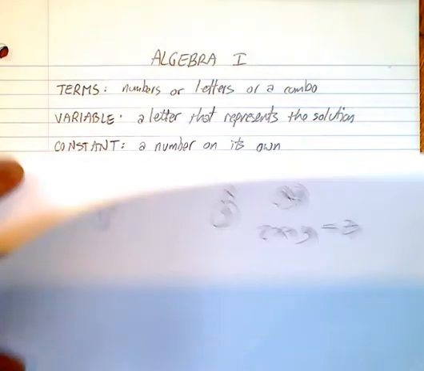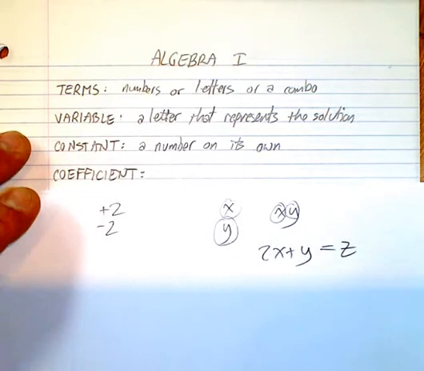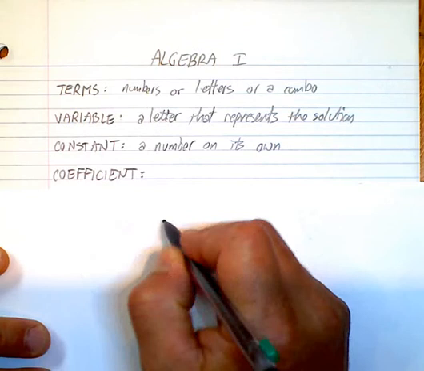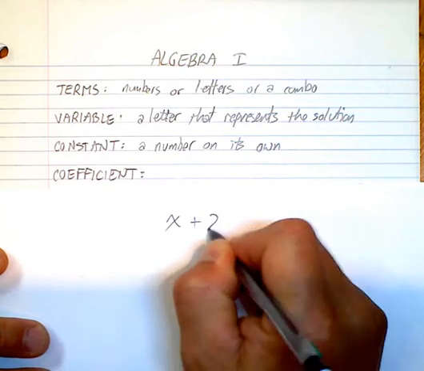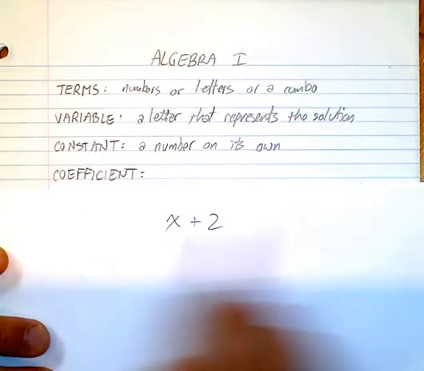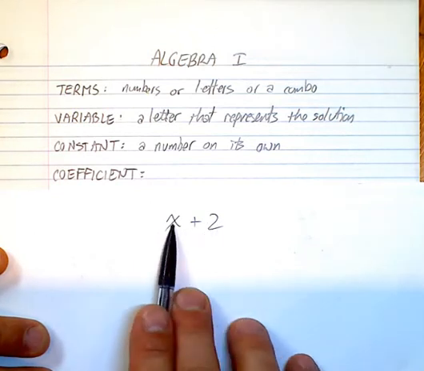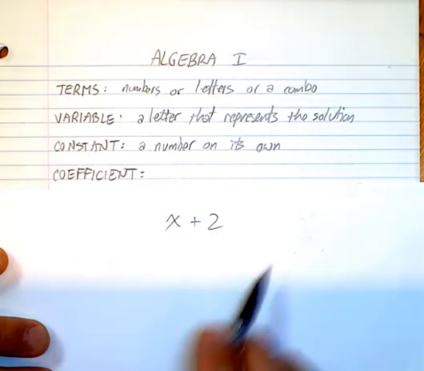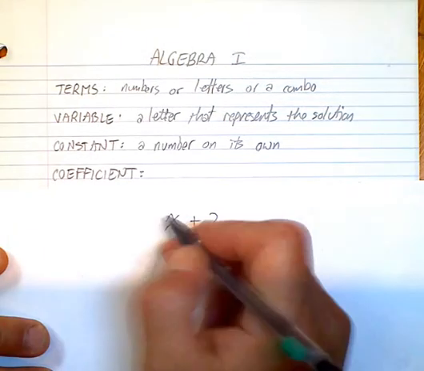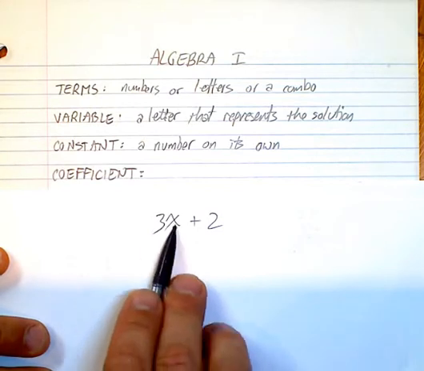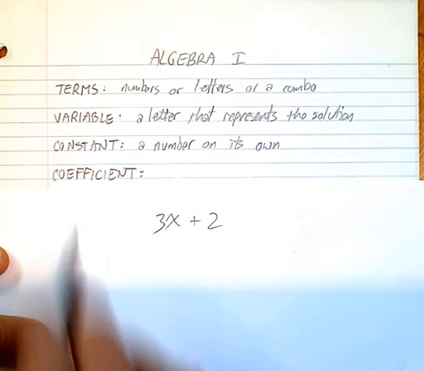Now, what else do we have? Oh, a coefficient. That's good, because that's what I wanted to look at. So we've got a variable, an x, we've got a constant, we've got a 2, so x plus 2, that's a binomial, it's got 2 terms. That's a variable, that's a constant. Where else can we put a number here? Sometimes we put a number in front here. It could be a 3, it could be a half, it could be whatever. It is the number in front of the variable, and that is what a coefficient is.